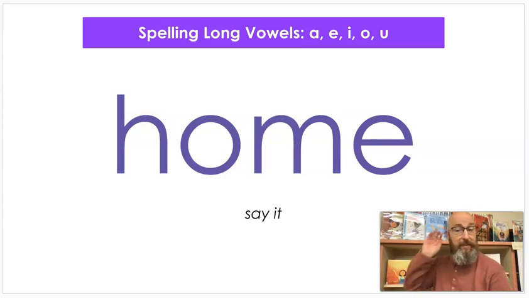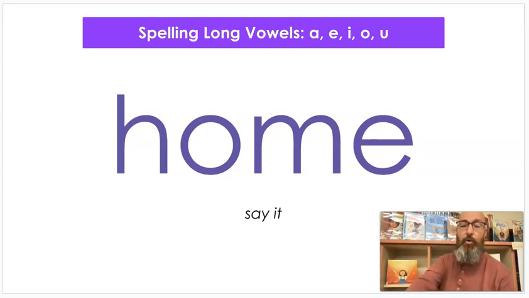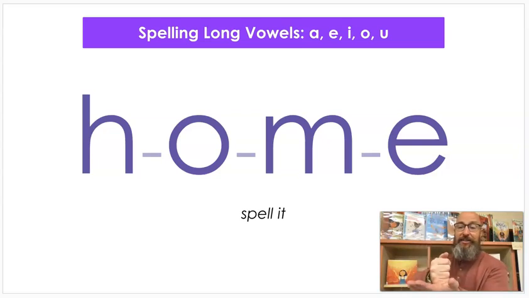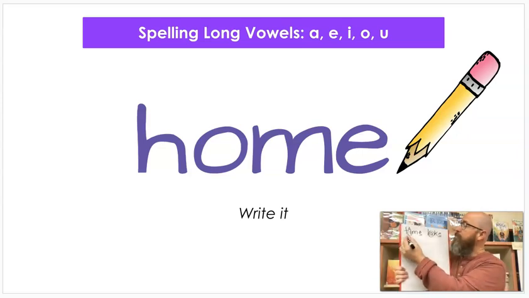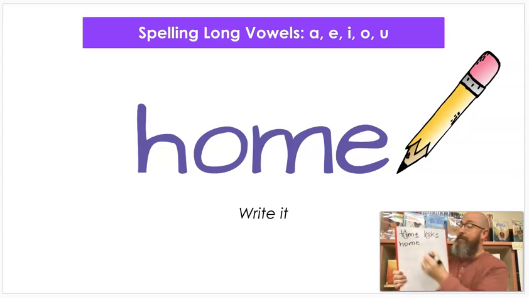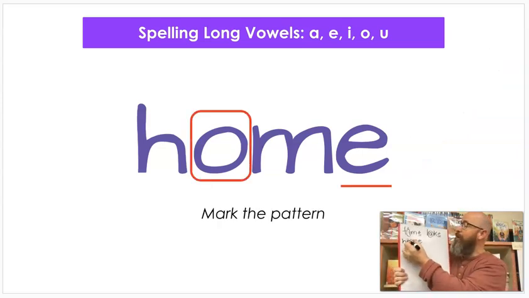Our next word is home. Say home. Map the sounds. H, O, m, home. Spell it. H, O, M, E, home. Now write it. H, O, M, E. What's the long vowel sound? O, very good. So circle that O and underline that bossy E.